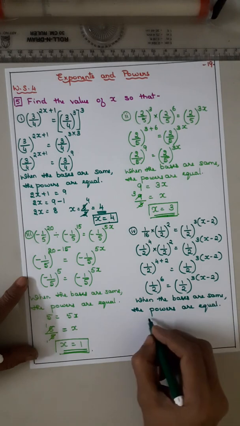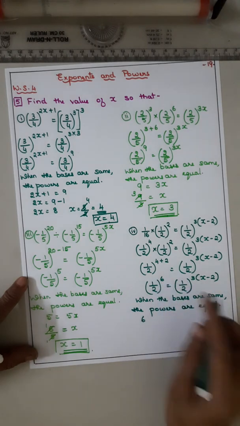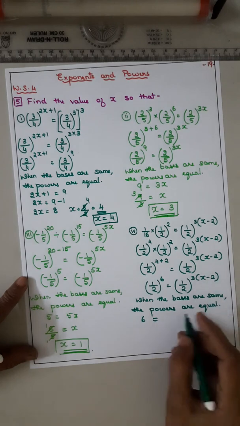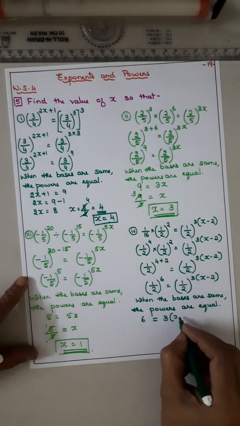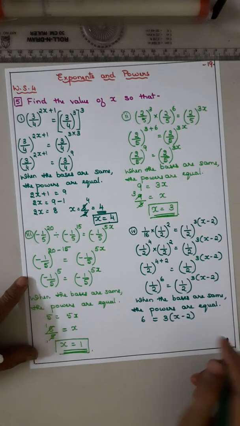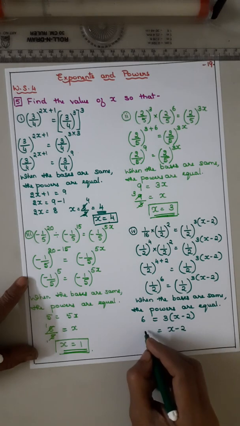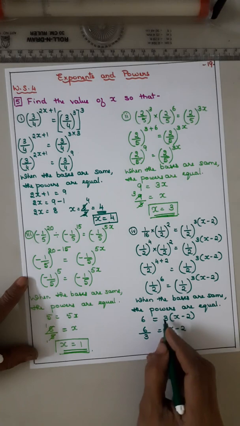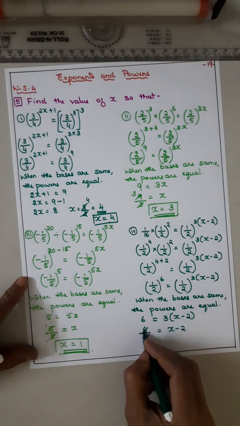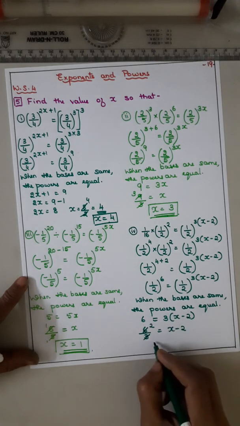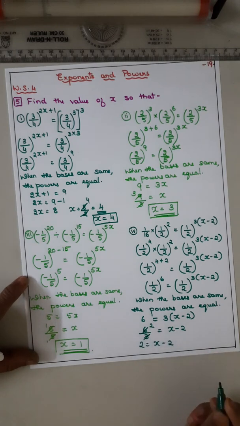And now it is 6 power, here it is 6 is equal to 3 bracket x minus 2. So x minus 2, keep it here. This one will be 6 by 3. 3 bring this side, it will be how much? 2 is equal to x minus 2.